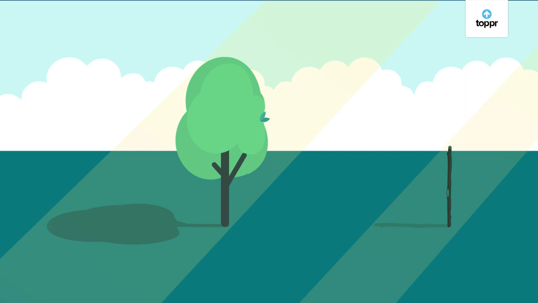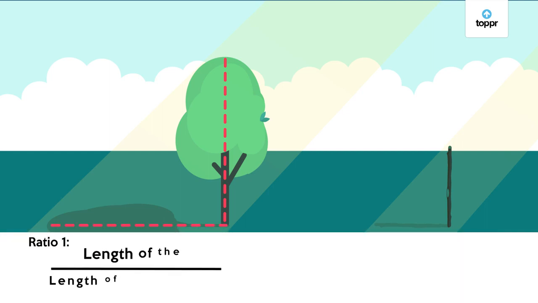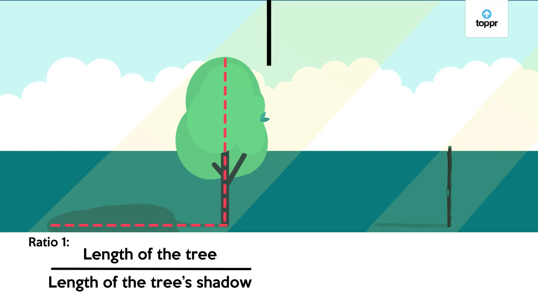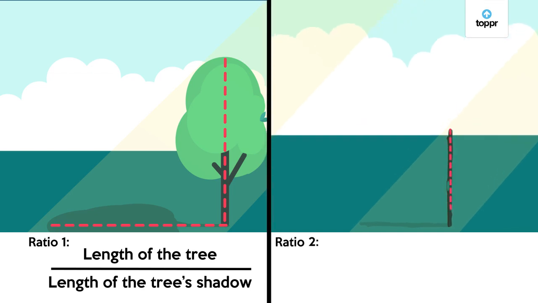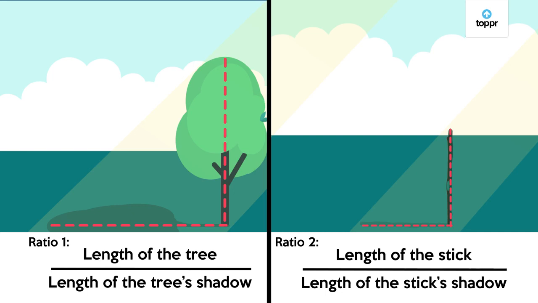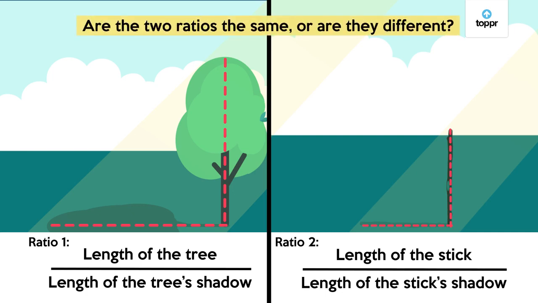Now suppose I find the height of the tree and compare it with the length of the shadow. I can get a single ratio from these two quantities. Then I can write another ratio for the stick as well. So we have two ratios now. What do you think? Would these two ratios be the same or would they be different?